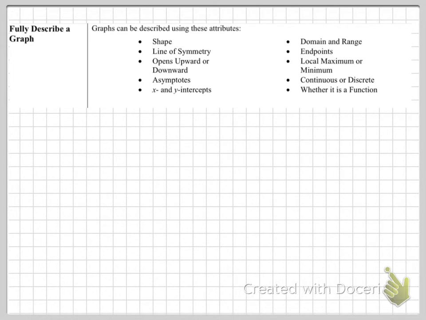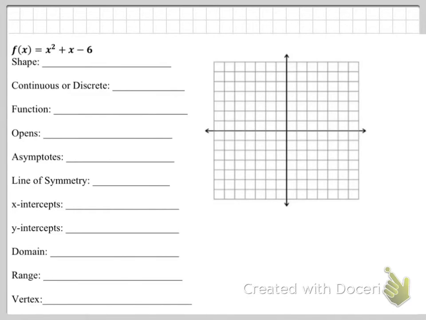The x and y intercepts, the domain and range, which is why I just reviewed that. Endpoints, the local min or max. Is it continuous? Is it just a continuous line, or is it discrete, meaning a bunch of random dots? And finally, is it a function, yes or no? So we are going to practice this on this page.